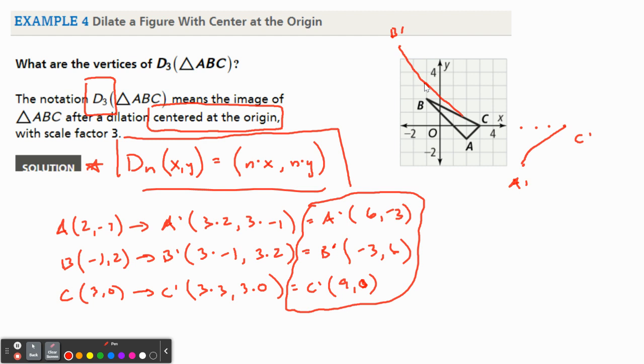So here's my new triangle. I'm doing my best here. Not going to look pretty. There we go, right? So there's my dilated image. Okay? Notice that it got bigger. It should look about 3 times as big.